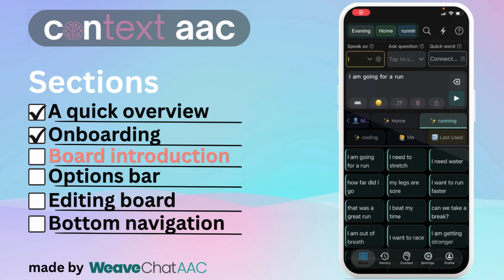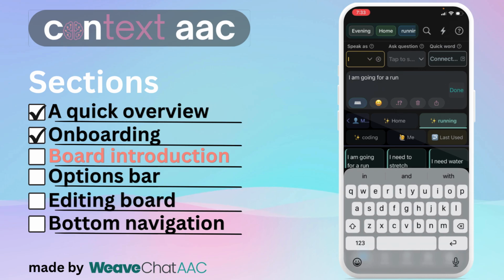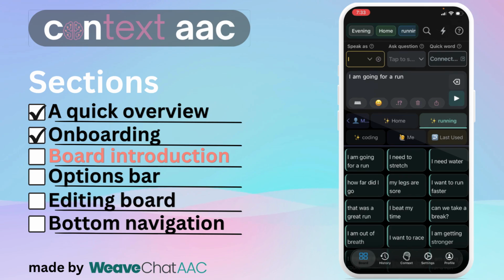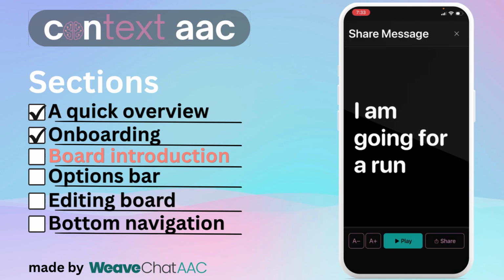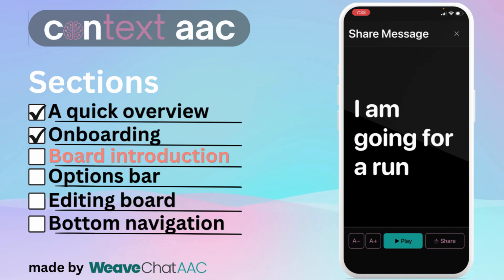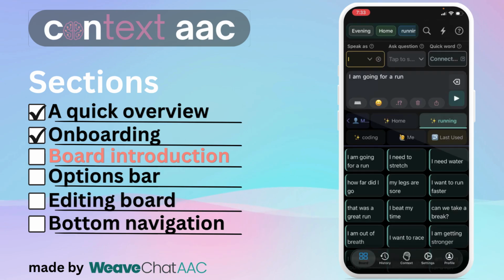All right, the next section I'm going to talk about is the sentence bar. It has features like a keyboard, emojis, punctuation, a bin to clear everything, the ability to share this. You can increase and decrease the size here. You can play what's in the message, or you can share it with another app. And finally, you can press play, which plays what's in your sentence bar.